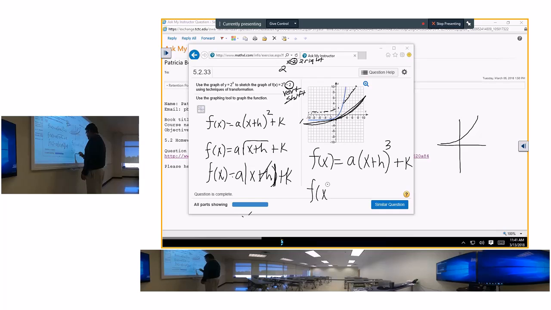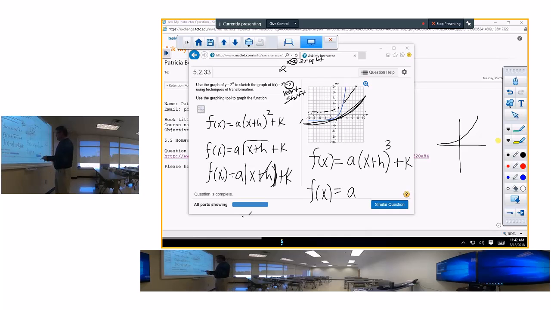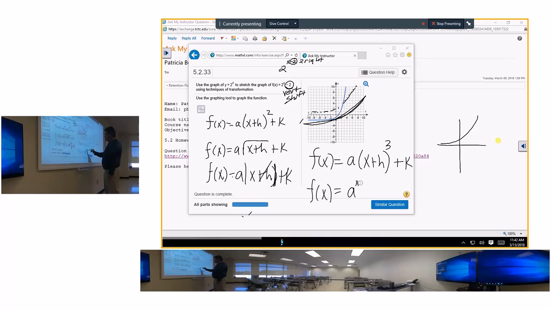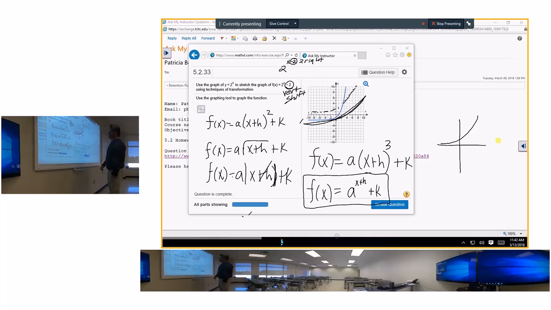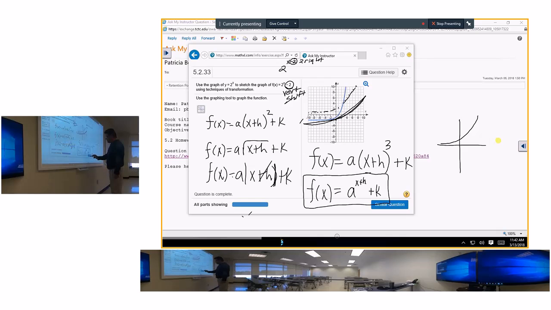F of x is equal to a to the x, oh Lord, hold on a minute. It started out as an eraser this morning. Now it's done changed. Okay, you could put a to the x plus h plus k. See, that's what you need to add. If you look in the book, you'll see this. This is in the book, probably in 5.2, but you got to look in the book. That is what you need to add to the family of graphs that I told you to add.